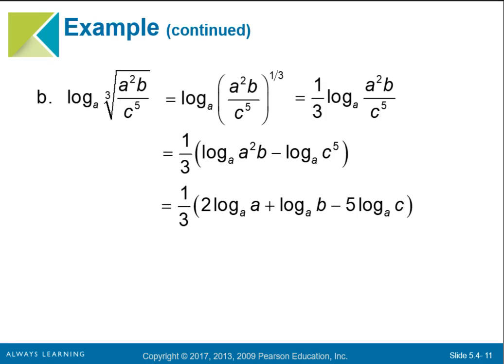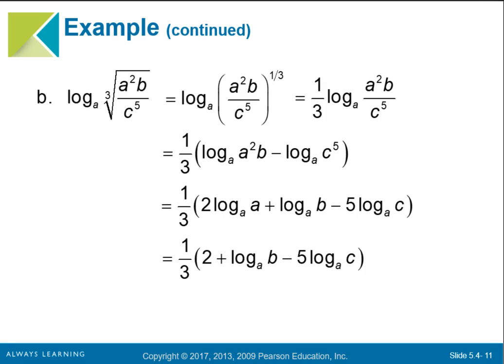So the next thing I'm going to do is bring down all of my exponents so that they're in front of the logs, and I'm going to pull apart my multiplication piece. So here I'm going to have a 2 log base a of a, and I'm going to add that to log base a of b, and subtract 5 log base a of c.